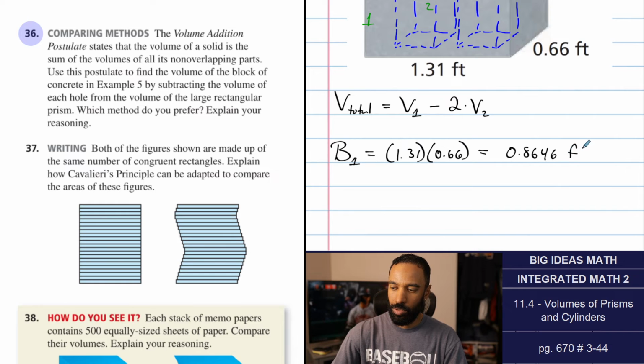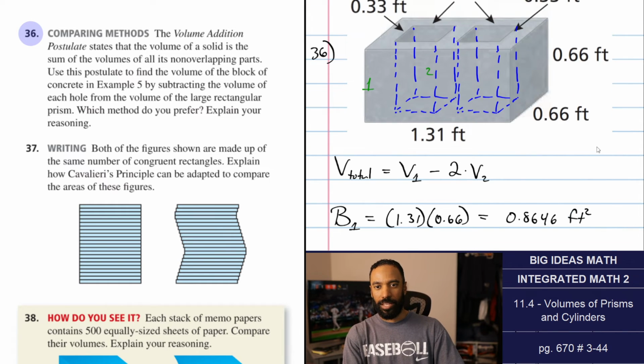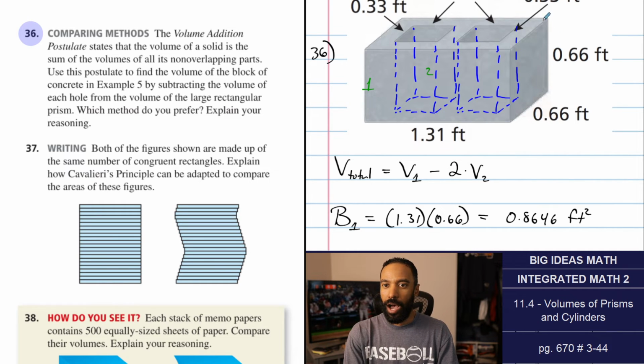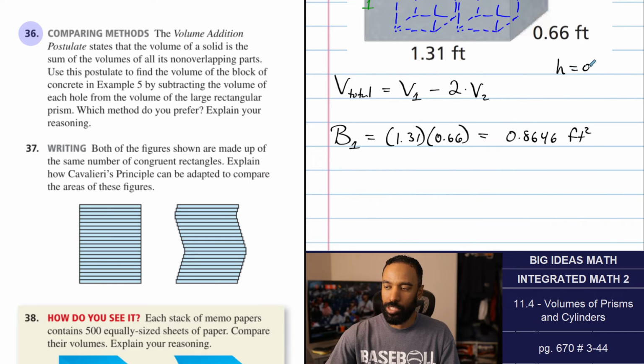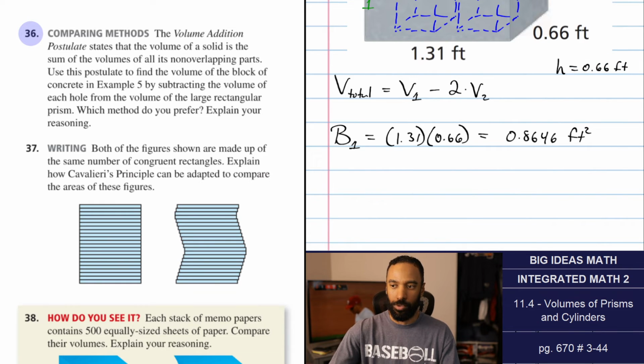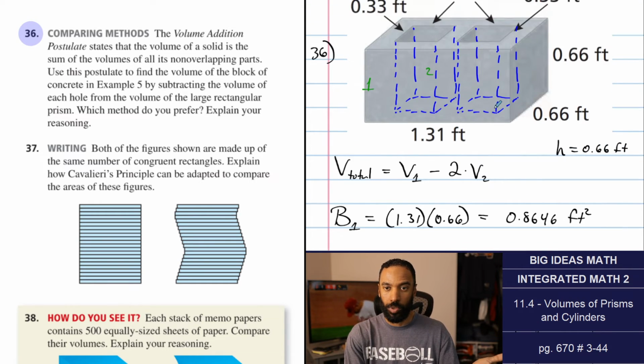0.8646 square feet. The answer of this whole thing was really small. It was less than 1, I believe, for the cubic feet even. Because even the height is going to be... Remember, the height's the same for all of these, by the way. The height is 0.66 feet, so we can use that. That's why they justified in doing what they did.